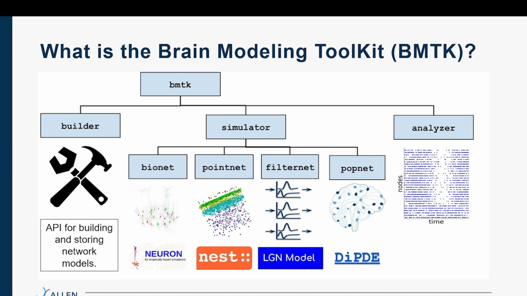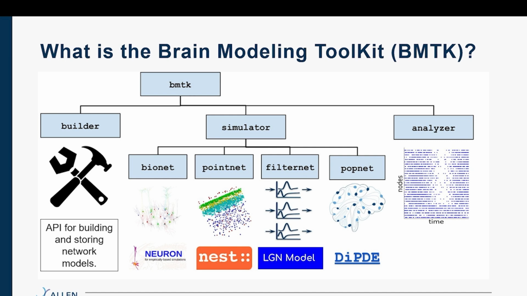For doing just point neuron simulations, we use NEST. FilterNet, which is usually used for generating LGN responses to realistic visual stimuli, and now it has been expanded for auditory stimuli as well. We use FilterNet. And PopNet for population level statistics. Sorry about that. And all of these are stored and built in Sonata file format, and we also have a minimal set of tools for analyzing the simulated data.